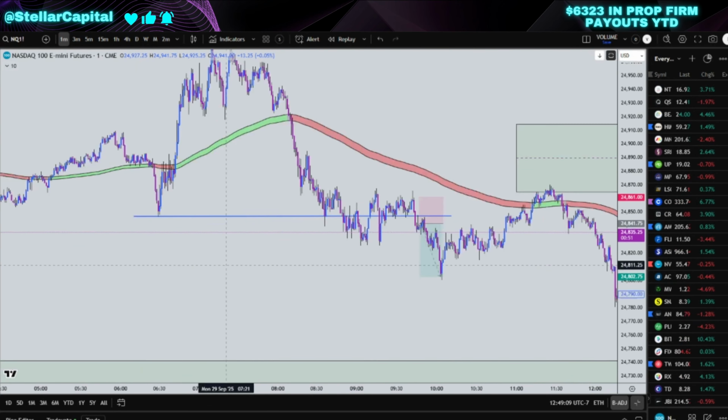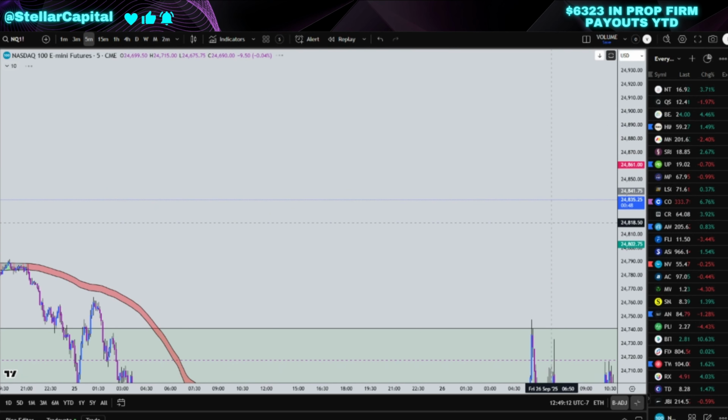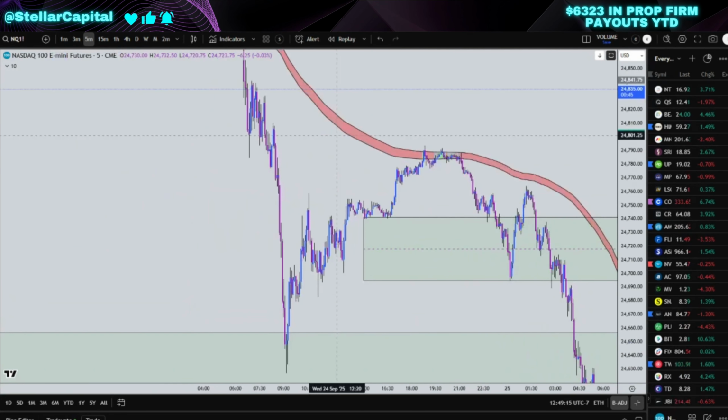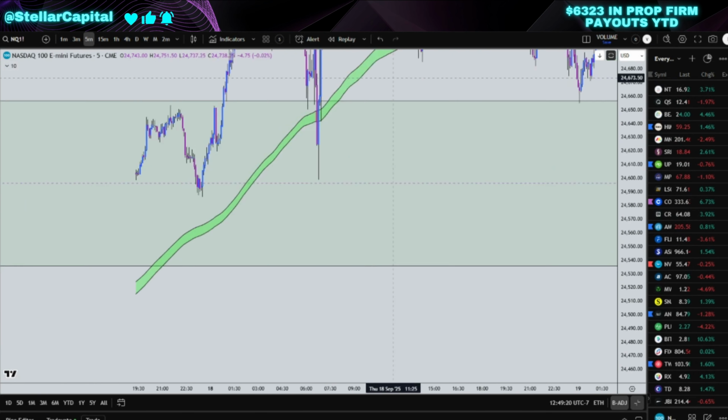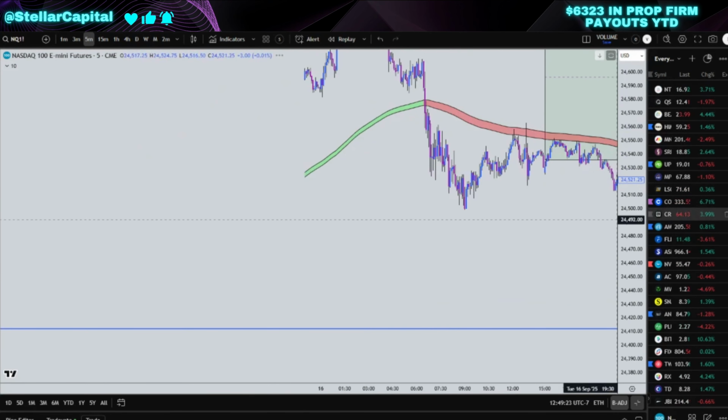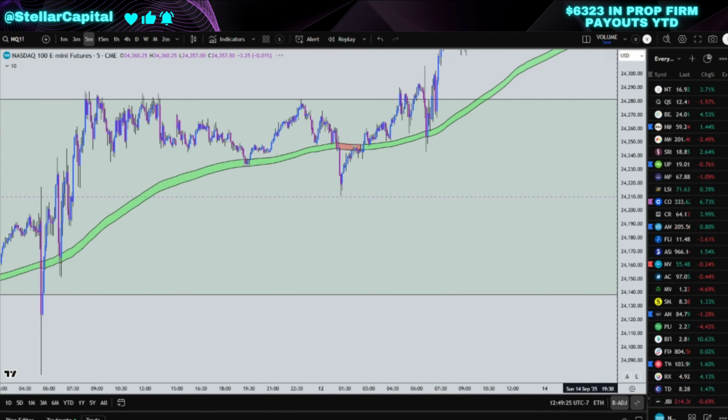Like on, what was it? This day over here, it was super obvious. Where was it? It just got rejected off of a, man, where'd it go? It was one of these days. It was obvious that price was going to come up to the 200 EMA on the 5 minute chart. It was like, okay, well, this is 100% going to happen. It was this day right here. Wednesday? Was it Wednesday? Thursday. Last Thursday. It was last Thursday.